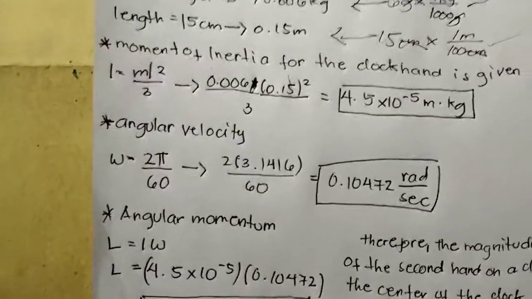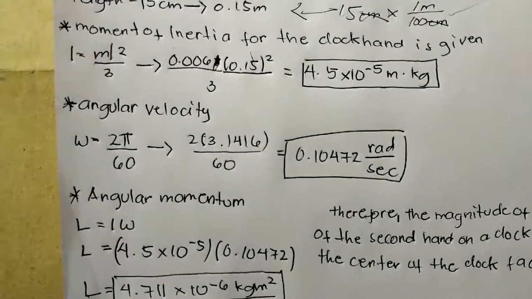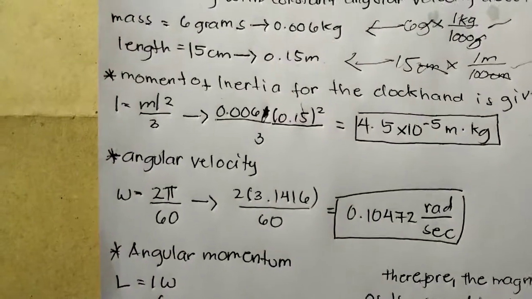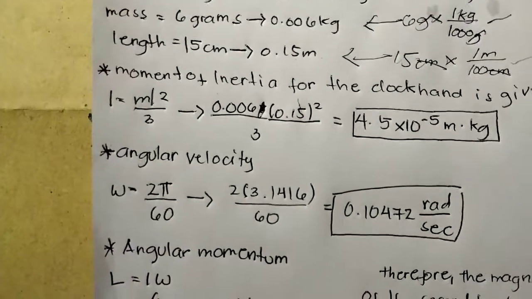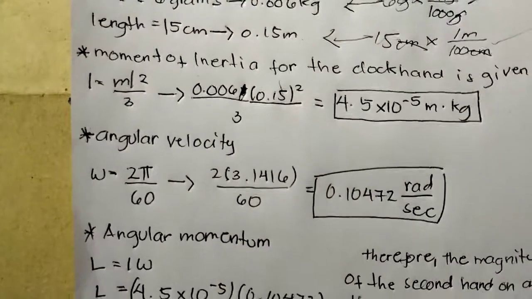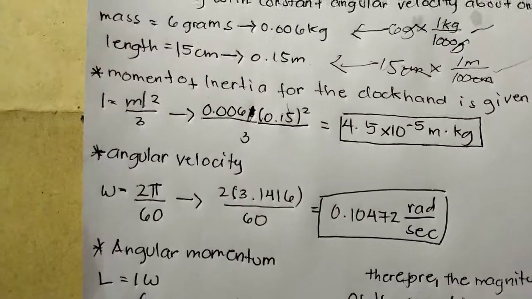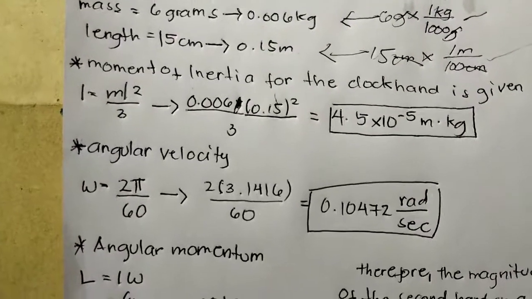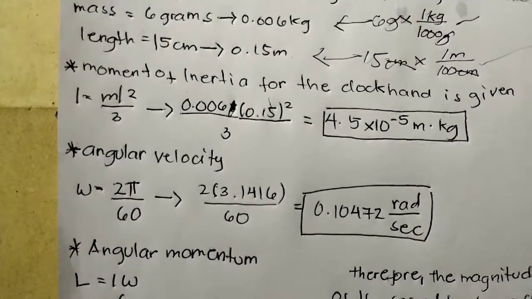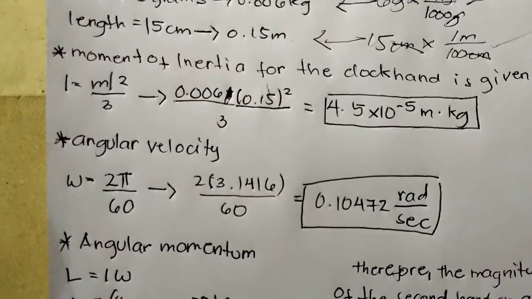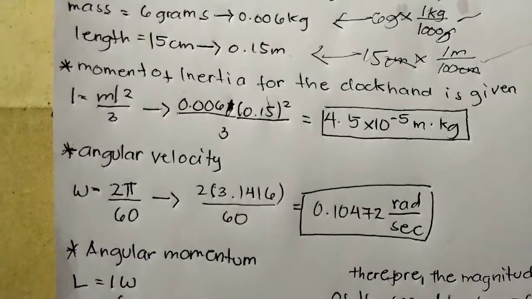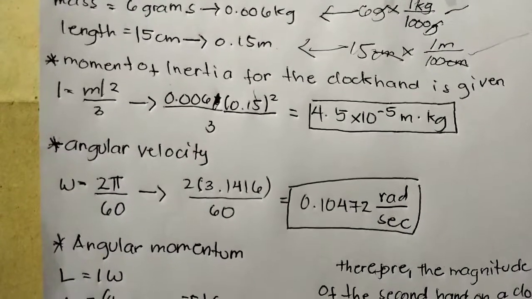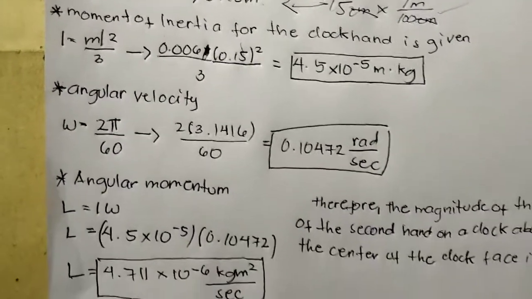For the angular velocity, the given formula is angular velocity equals 2 pi over 60. The value of pi is given, so 2 times 3.1416 divided by 60 is equal to 0.10472 radian per second.